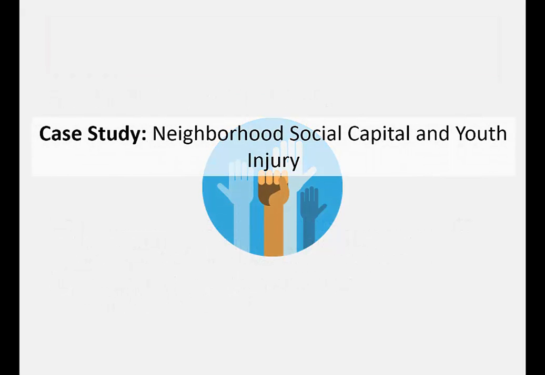Consider the following case study to increase your understanding of the relationship between the social environment and injuries. Neighborhood Social Capital and Youth Injury. The objective of a study conducted by Elgar et al. 2010 on Canadian youth grades 6 to 10 was to examine whether adolescents' exposure to neighborhood social capital, which was defined as levels of trust, cohesion, and cooperation, reduces socioeconomic differences in physical and psychological health outcomes.